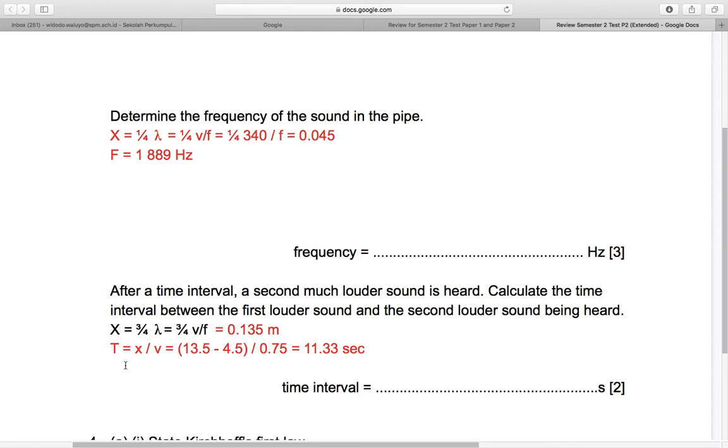Okay, the time interval is the distance divided by the velocity of the piston. The distance is x2 minus x1, so 13.5 minus 4.5. Because the time interval we need to find is divided by the velocity of the piston, which is 0.75, we get 11.33 seconds.